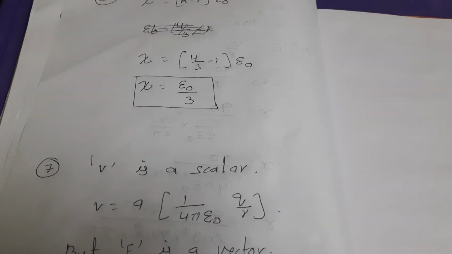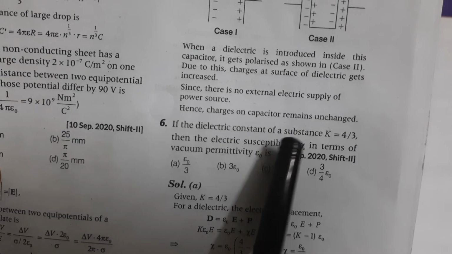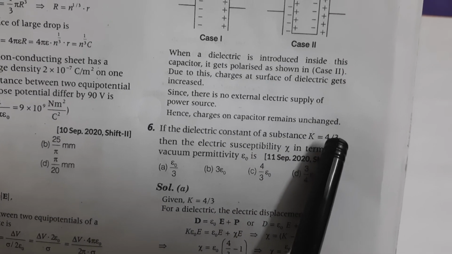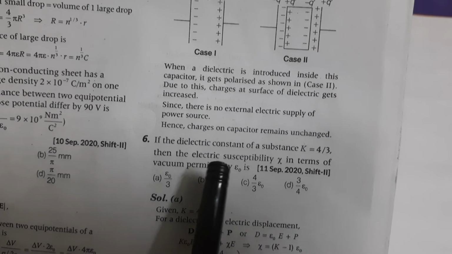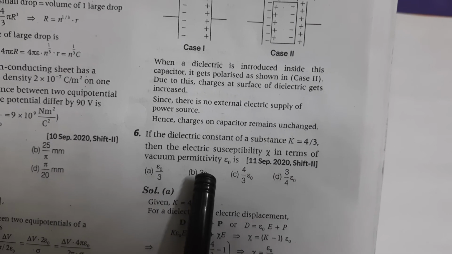Then we can go through the sixth question. We should read first. See, if the dielectric constant of a substance is K equals 4 by 3, then the electric susceptibility in terms of vacuum permittivity epsilon naught is?